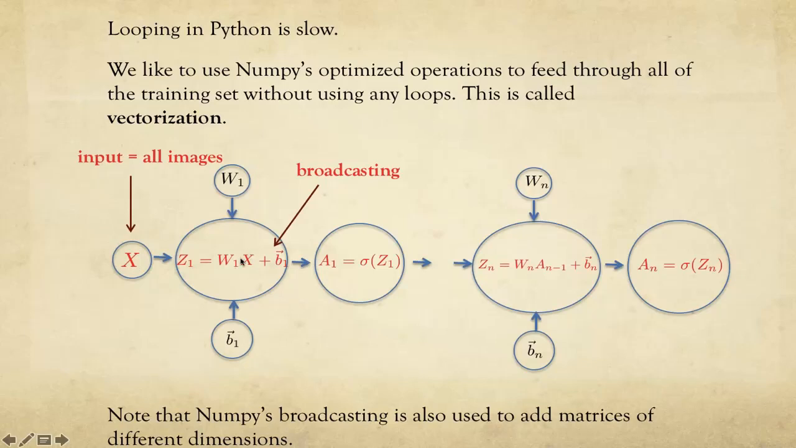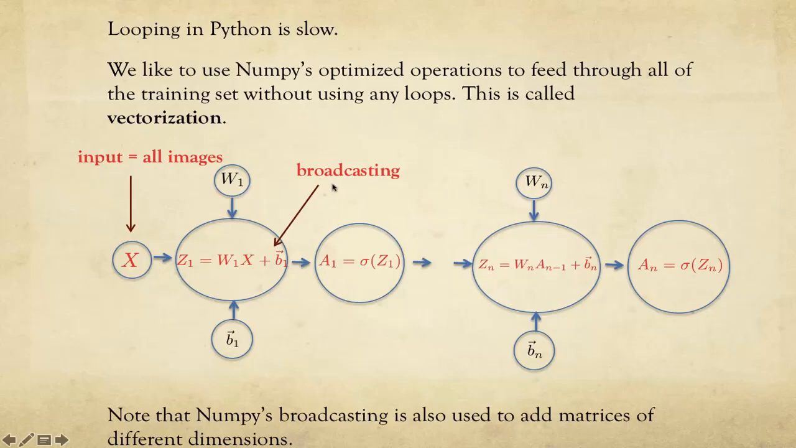This is now a big matrix whose columns are all the images, and this is a big matrix multiplication. Because we don't have to do any loops, and this matrix multiplication operation in NumPy is very fast, we take this X and send it forward through the network only once, so that the output is a matrix of predictions for all the training examples. So this is vectorization.